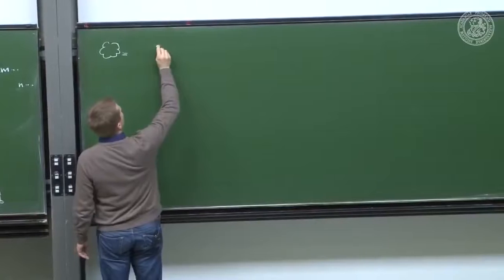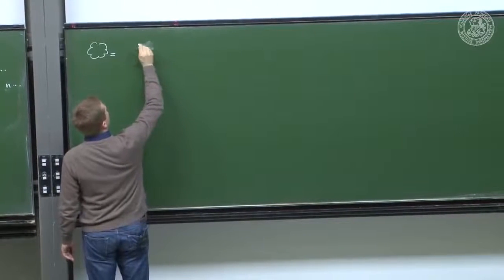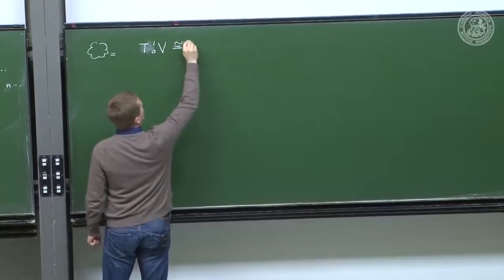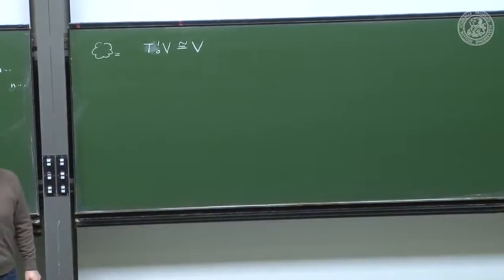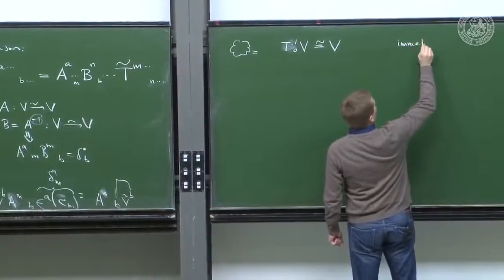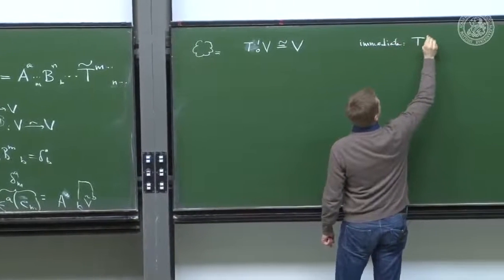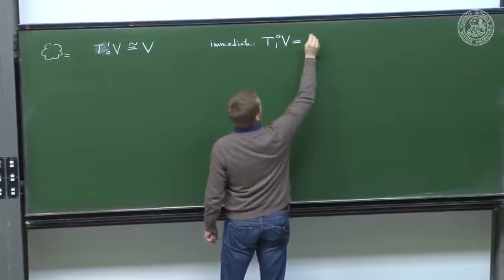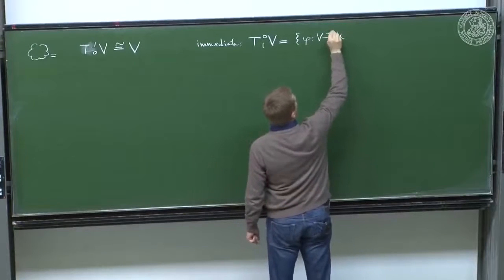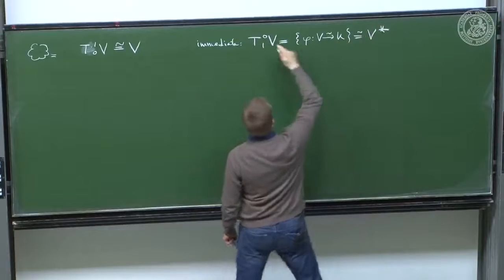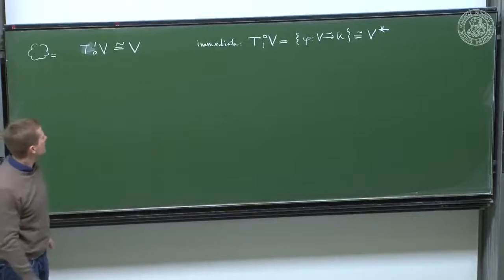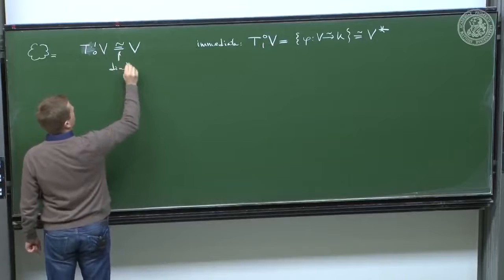We had this fact that if I have a 1, 0 tensor over V, that's actually the same as a vector. 1, 0 tensors are vectors. But it was not so immediate. What is immediate is that the 0, 1 tensors over V are all the linear maps phi from V to K, but that by definition is V star. So that the 0, 1s are V star is immediate. That the 1, 0s are V is not immediate, and it's only true if V is finite dimensional.